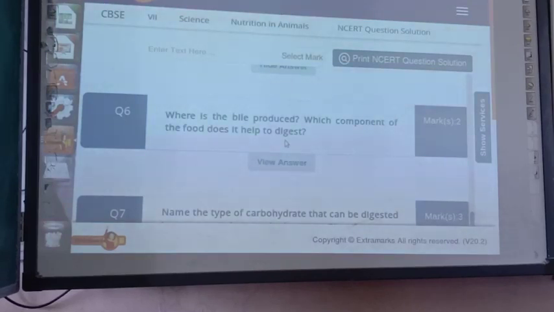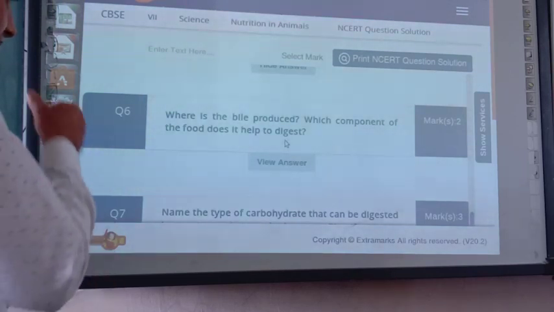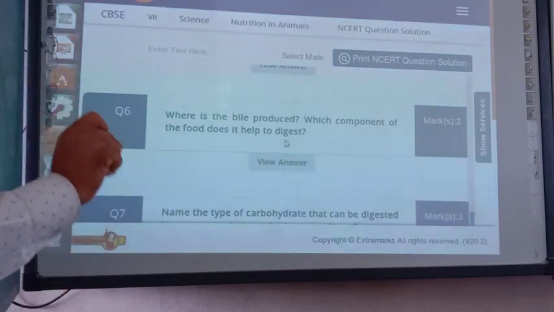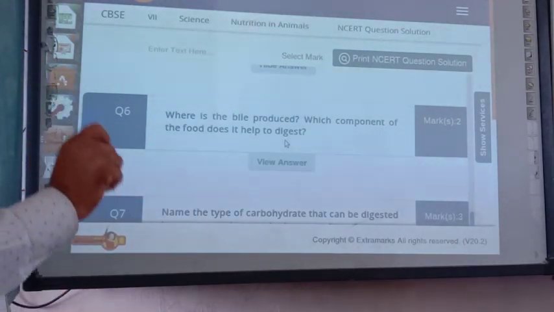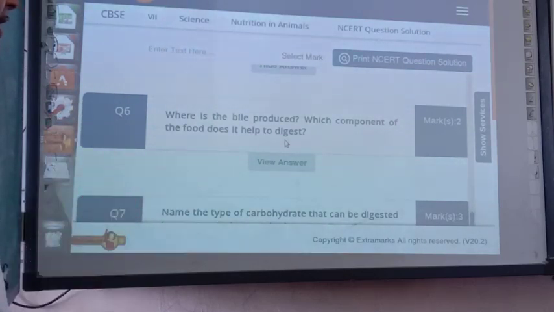What is question number 6? Where is the bile produced? Which component of the food does it help to digest? So where is the bile produced? Bile is produced in the liver. The liver is the largest gland of the human alimentary canal. Which component of the food does it help to digest? It helps to digest the fat component of food.